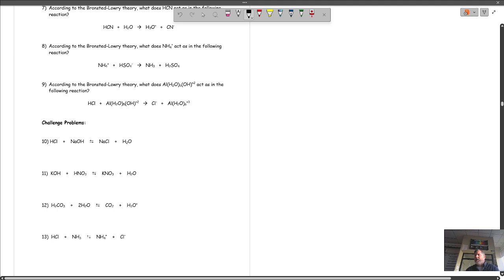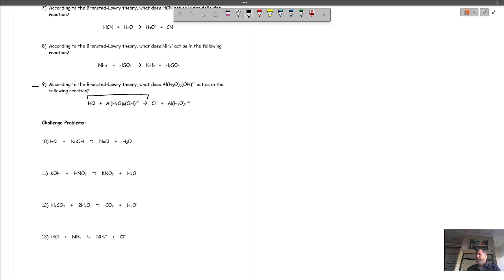Challenge problems. And let's do this one. This one looks really complicated. Number 9. We have HCl, connect them. This acts as an acid, conjugate base. This is a base. This is a conjugate acid. And what does aluminum hydroxide act as? It acts as a base.